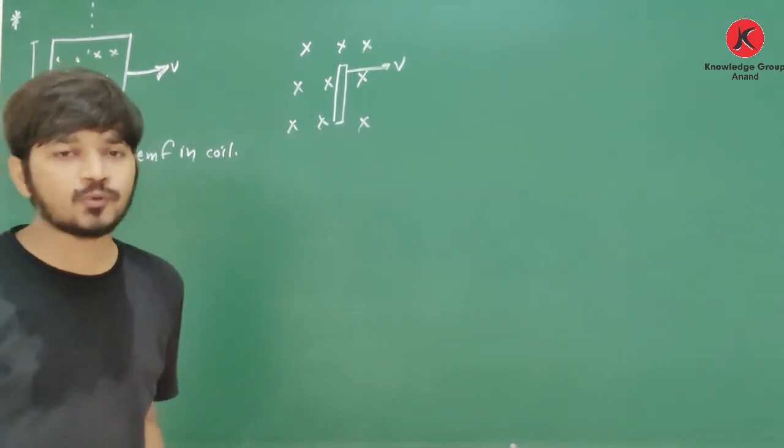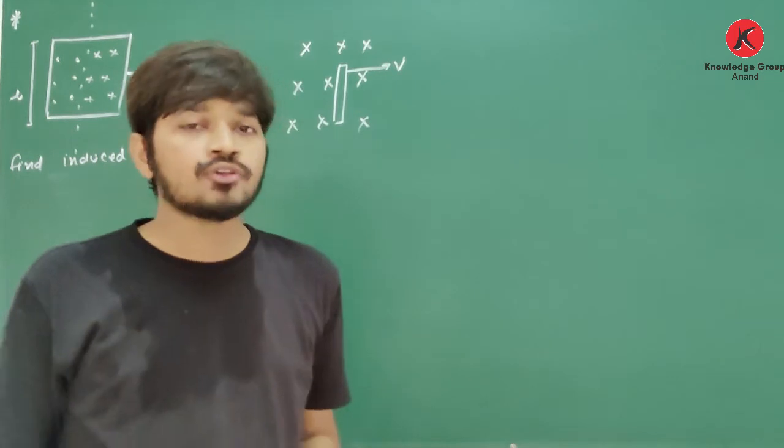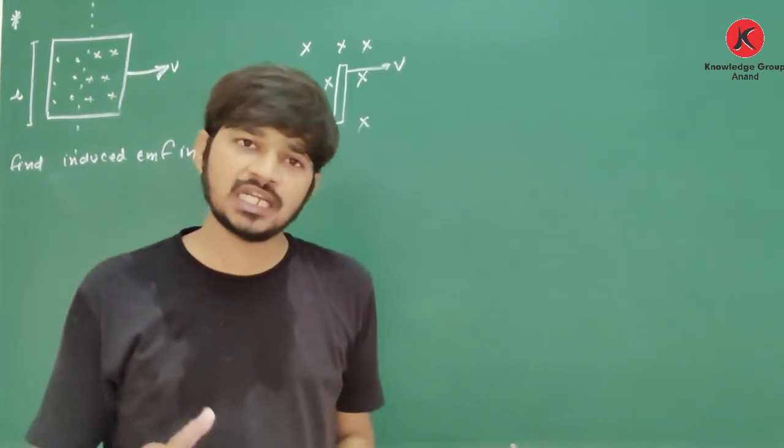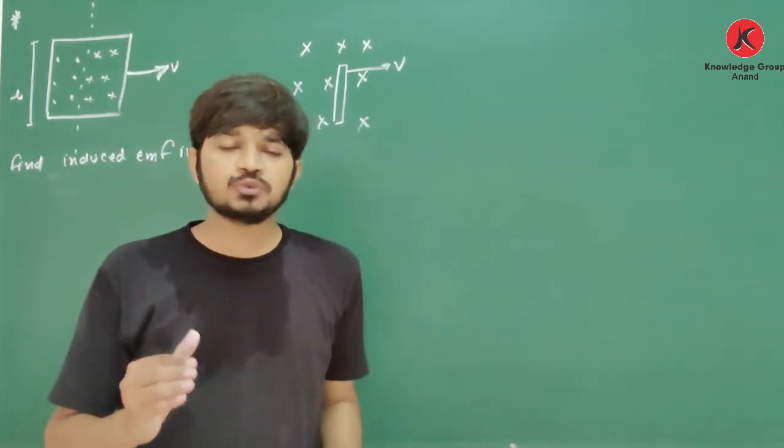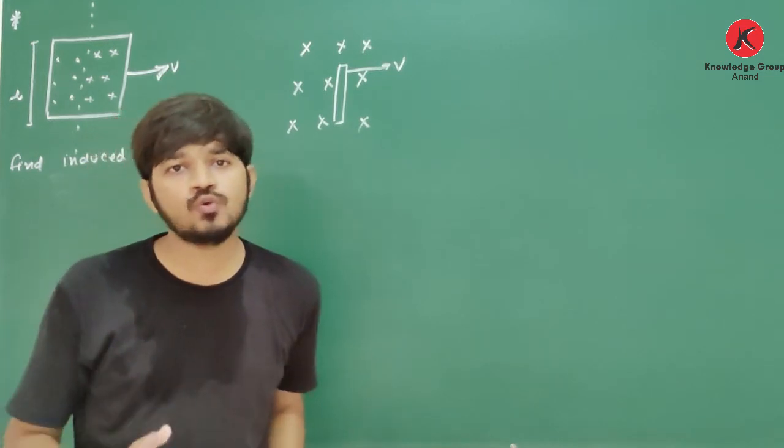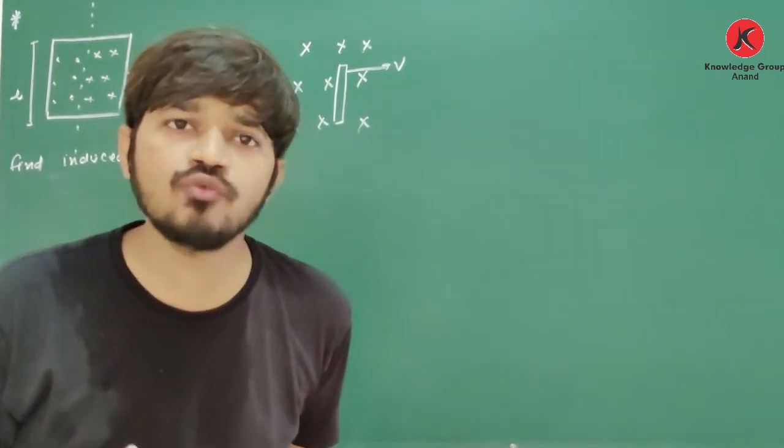A conductor is made up of positive charges and negative charges. So when the conductor is moving, it means the charges are moving. So on a moving charge, what is the force acting? F is equal to Q V cross B.